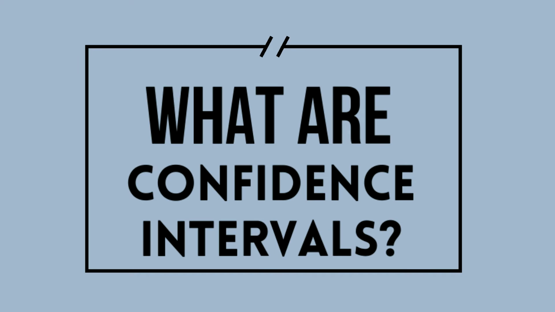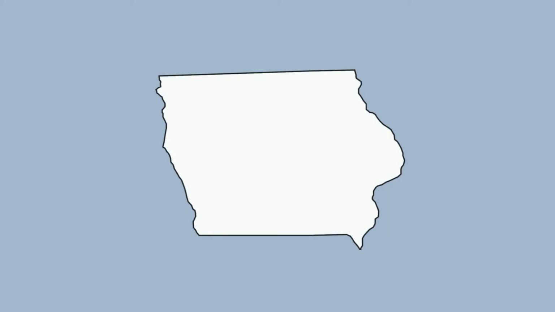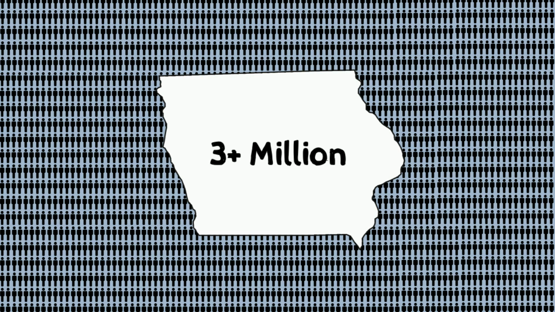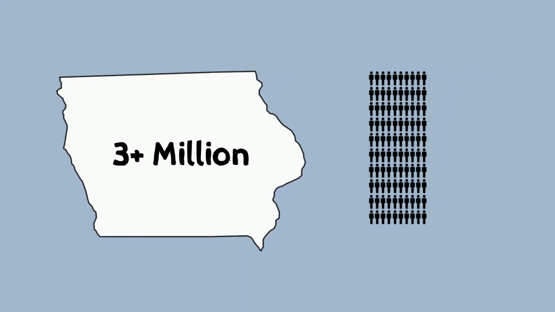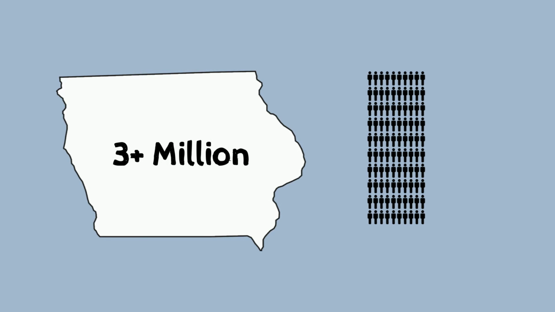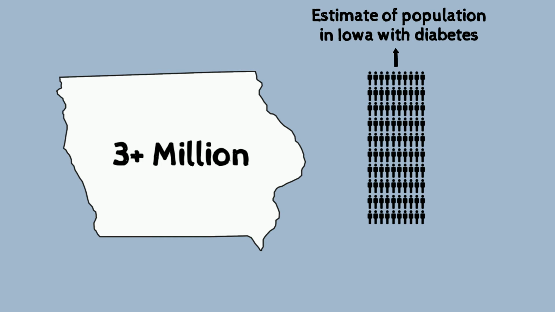Well, let's say you want to know the percent of people in Iowa who have diabetes. Iowa has a population of more than 3 million. It would be really hard and expensive to ask all 3 million people if they have diabetes. Since we can never know the true prevalence of diabetes, you might sample 100 people out of the 3 million and ask those 100 people if they have diabetes. The percentage of the sample who respond that they have diabetes would be an estimate of the true percentage of the population of Iowa with diabetes.